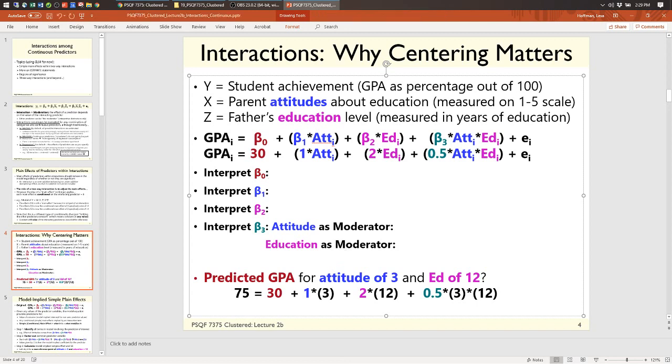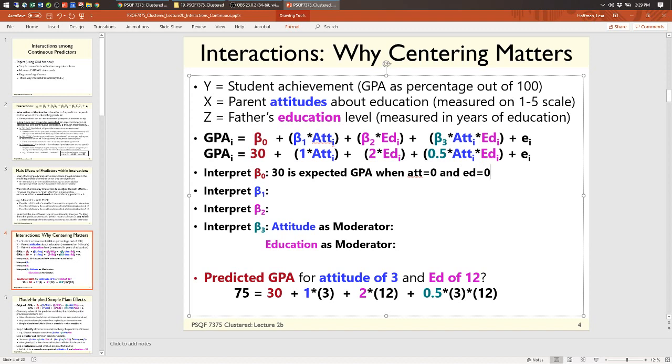What's beta 0 here? 30 is... you know what an intercept is? You passed this quiz last week. What's an intercept? I'll give it: expected GPA when attitude is 0 and education equals 0.